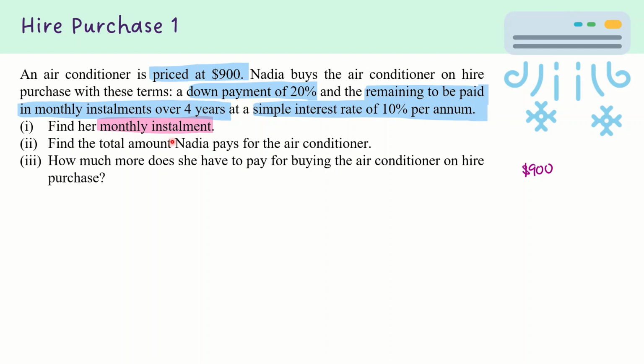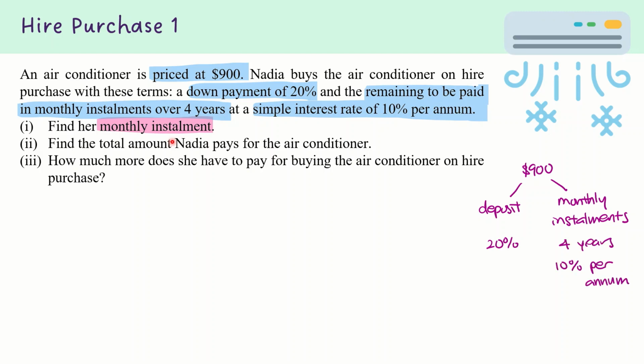Okay, so I have this $900 that I need to pay for the air conditioner, but unfortunately Nadia doesn't have enough money to actually pay for it. So it needs to be separated into two main parts, the down payment and then the monthly installments. For the deposit, there's 20%, and the monthly installment over 4 years with a 10% per annum interest. So I usually like to have such a diagram so that I don't need to actually look through all the words again to find the critical information. So I just need to look at this summary over here.